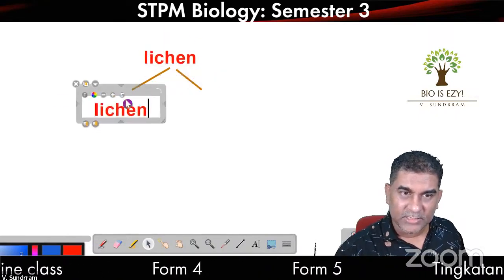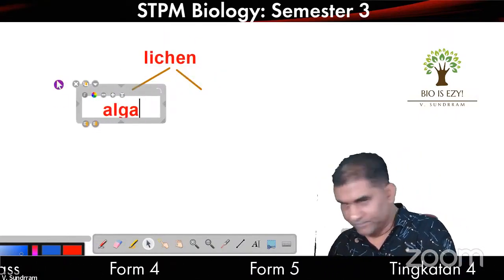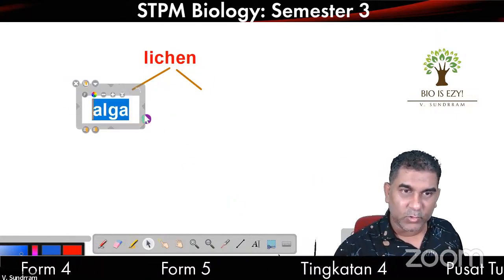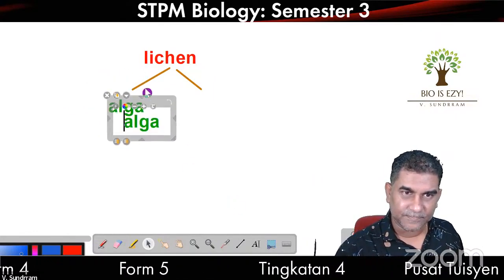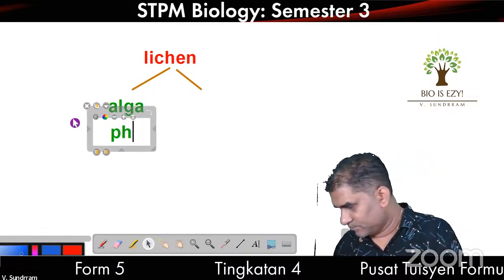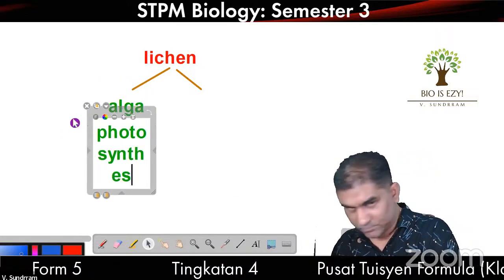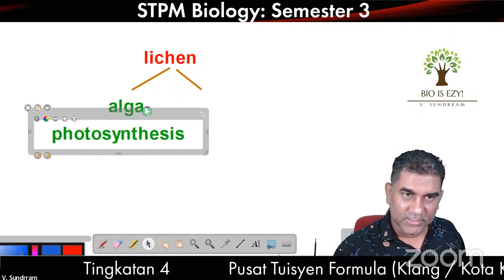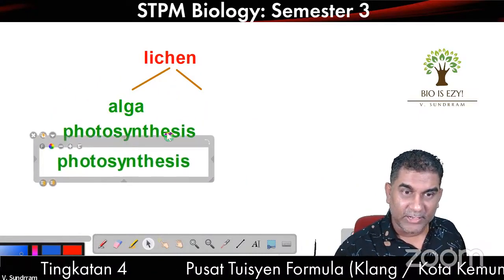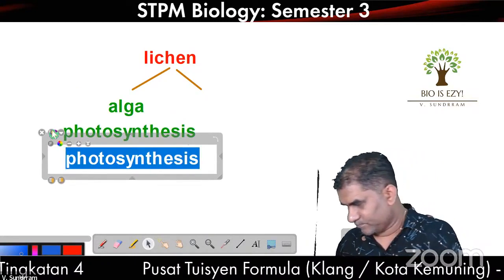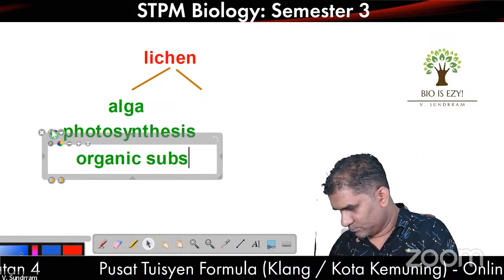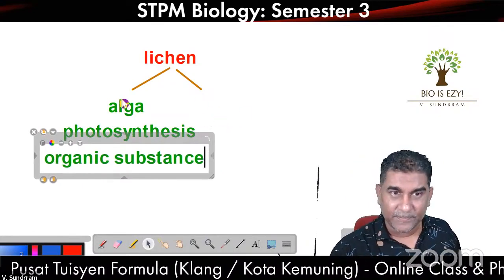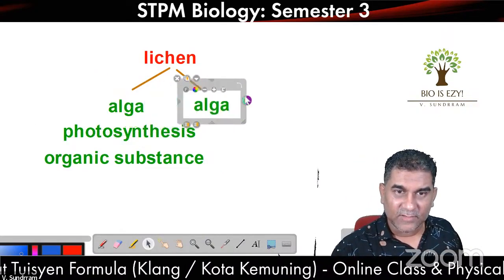So under this, we have alga. Now what can alga do? They can do photosynthesis. When they do photosynthesis, what happens? They produce organic substance. The organic substance is glucose, for example. Now on the other side, we have the fungi.